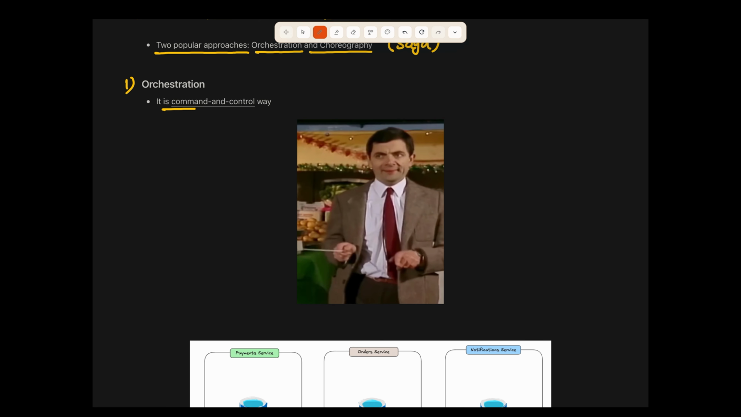Orchestration is the command and control way. If you have seen an orchestra, there is a coordinator who is standing in between all the musicians. For example, this is a popular image from Mr. Bean. In this episode, Mr. Bean gets the stick and starts waving it, and musicians start playing. So he is acting as a coordinator, sending the commands and controlling the musicians.